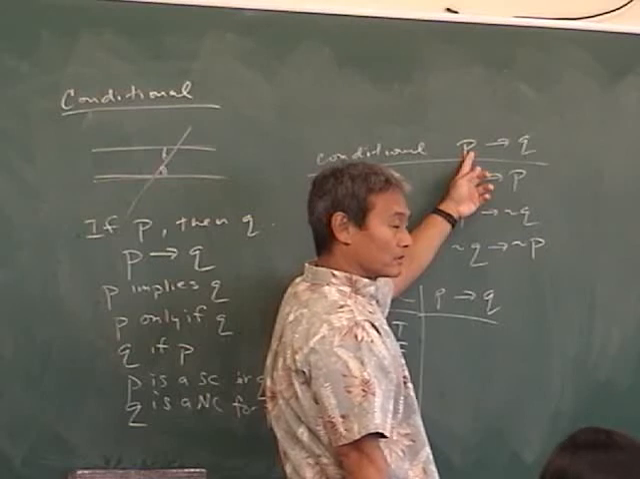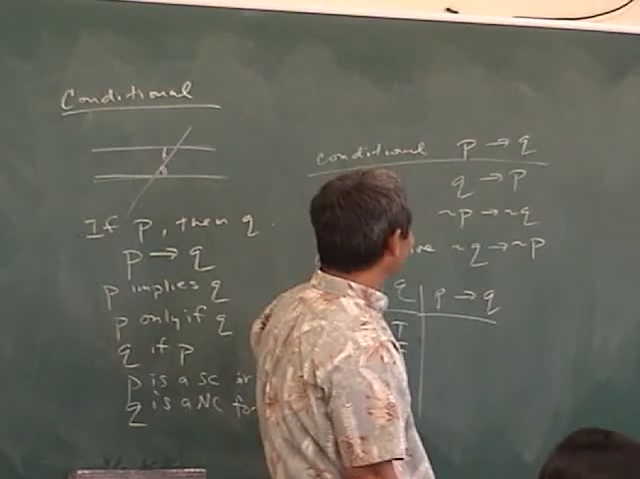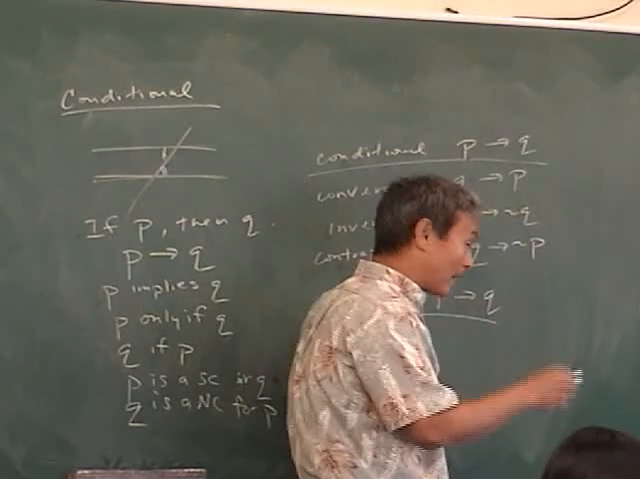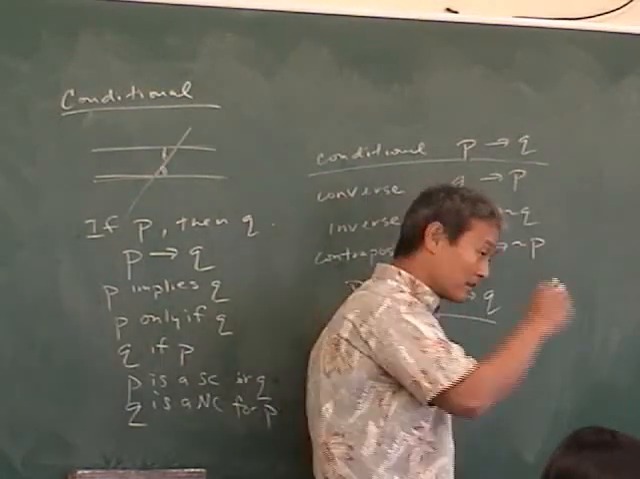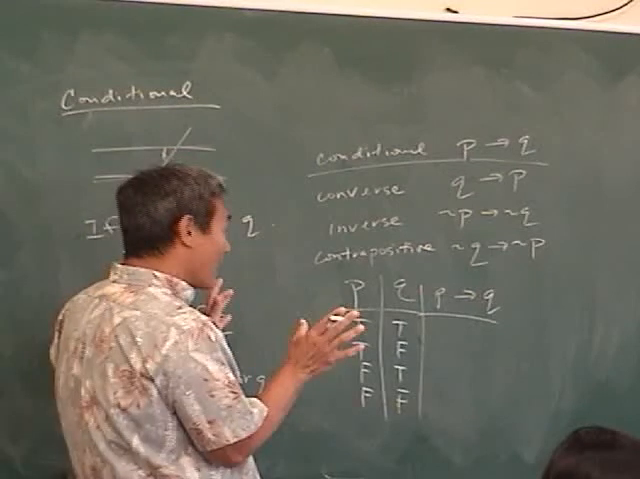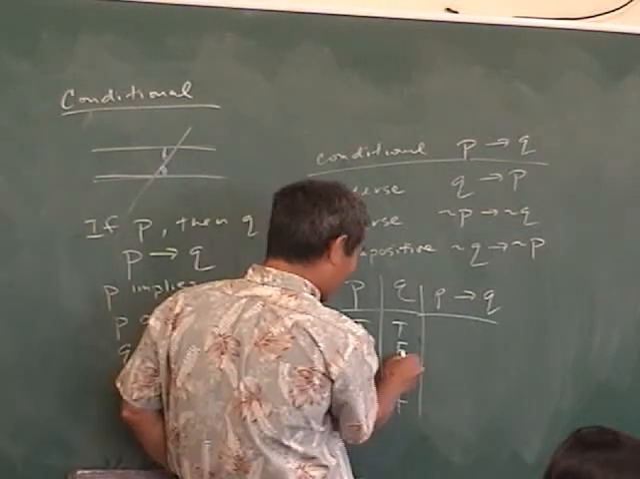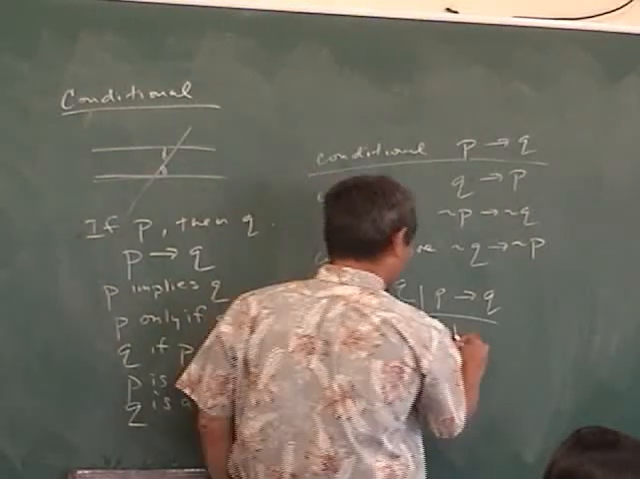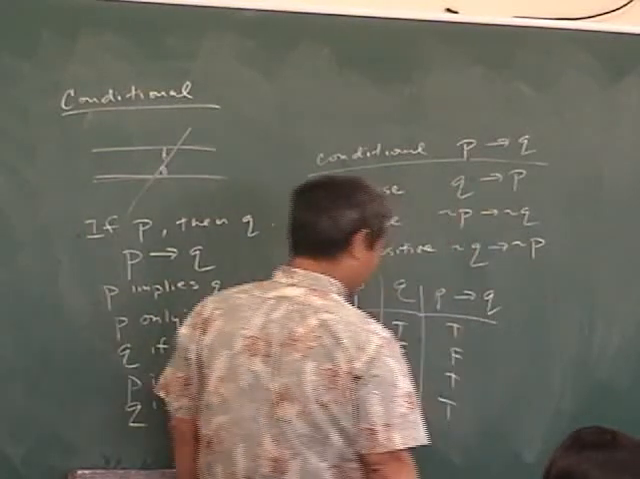It's in the notes. In a conditional statement, the first part is called the hypothesis, the second part is called the conclusion. Okay? Anyway, the only time a conditional statement is false is when the first one is true and the second one is false. That's the only time it's false. Okay? It's true in every other case.